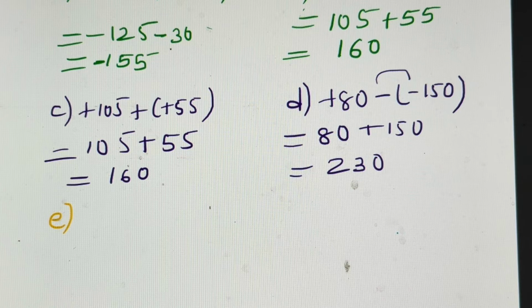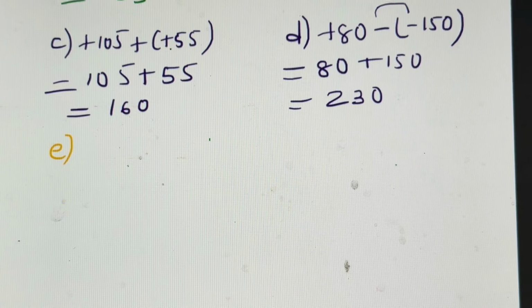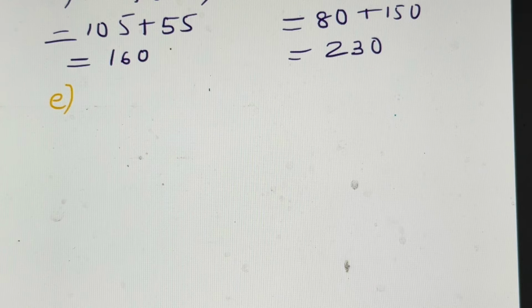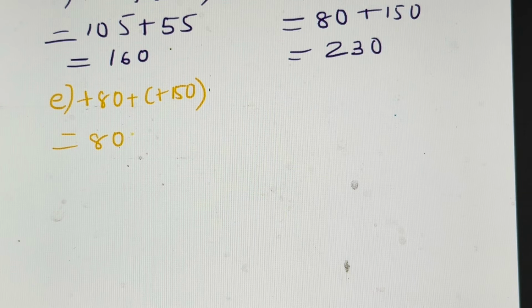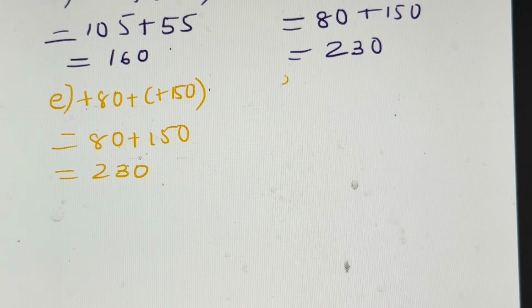Question number E. Plus 80 plus 150. Again, this D and E are the same. If you see, the additive inverse is written. So 80 plus 150 gives you 230. Okay. So both the answers are again the same.